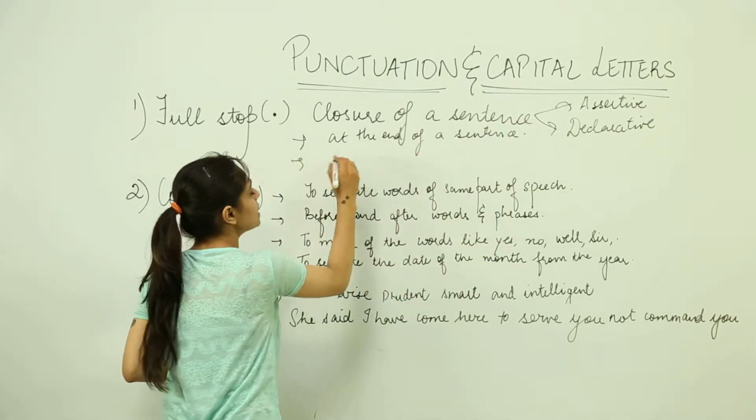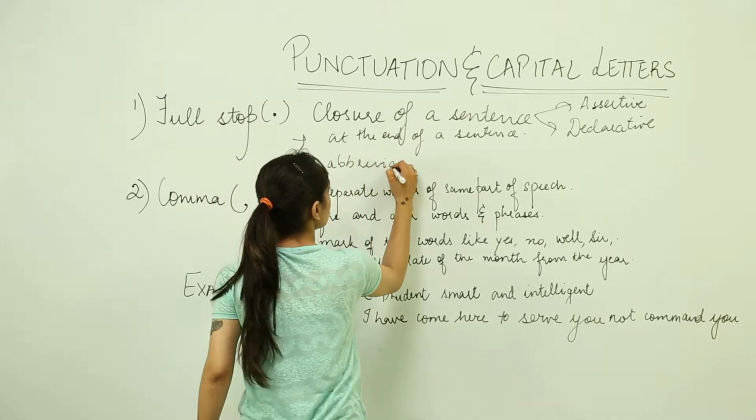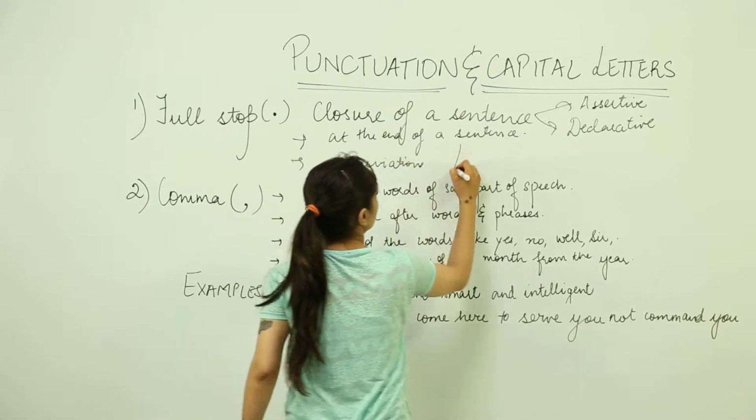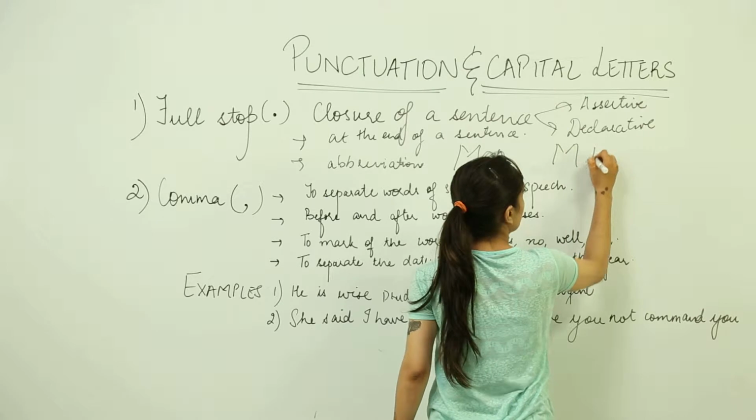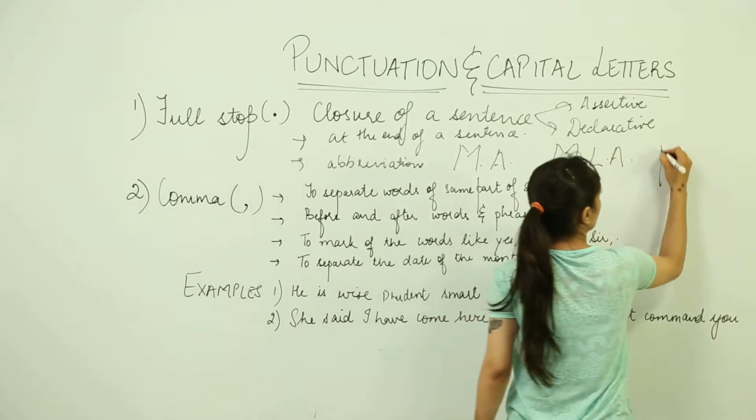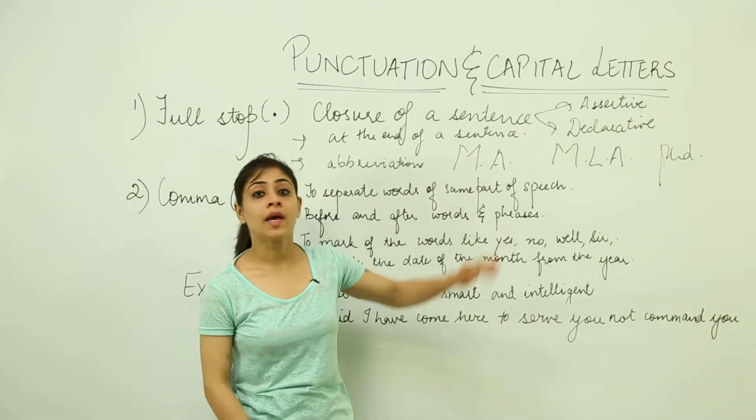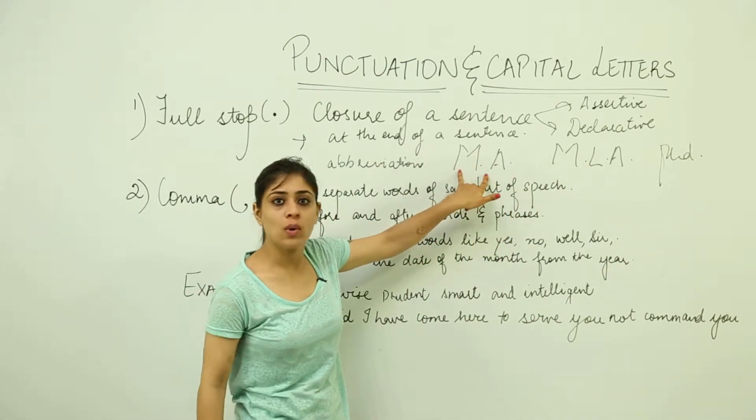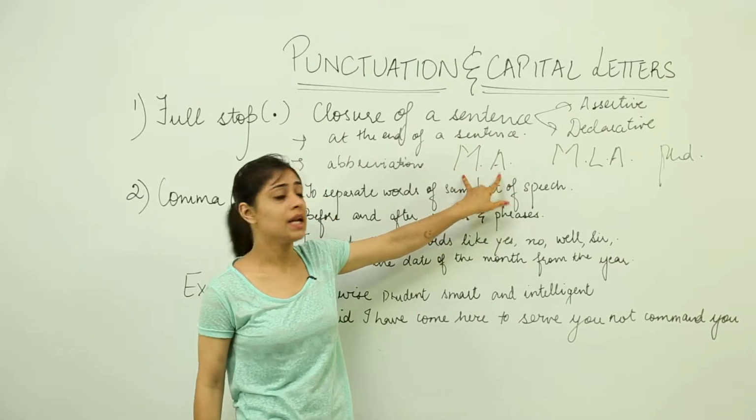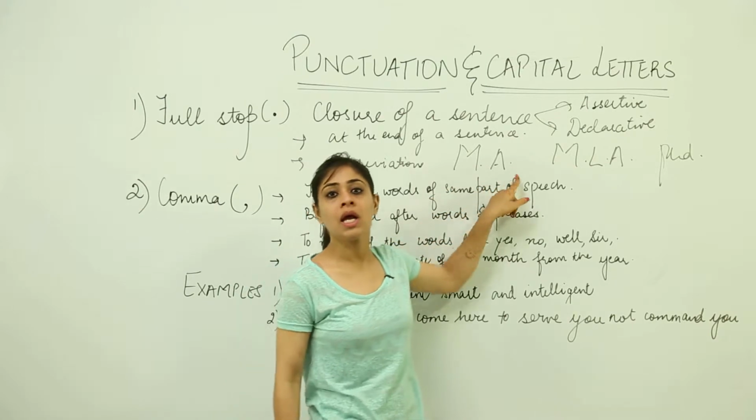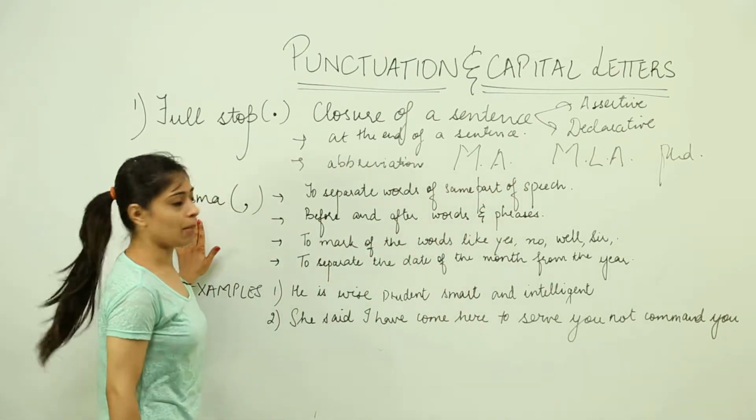Or it is generally used for abbreviations. Abbreviations like MA, MLA, Ph.D. Now, full stop here denotes that these abbreviations mean something. There are proper particular words involved in it, but when we put full stop here, it encloses the word limit. Now, moving on to the comma.